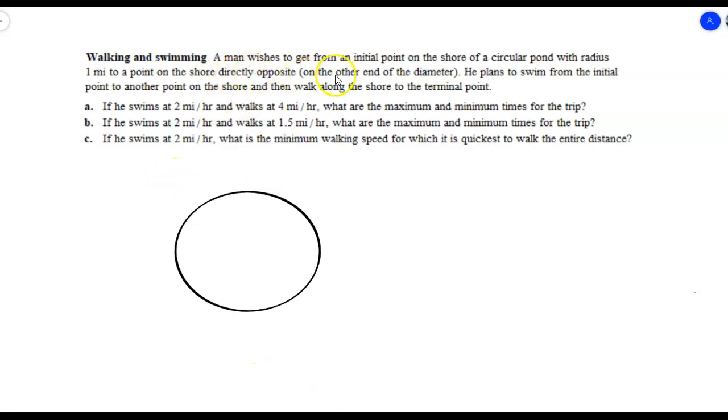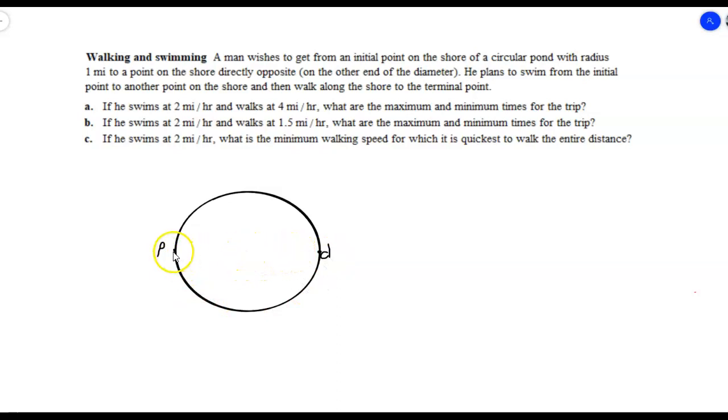It says a man wishes to get from an initial point on the shore of a circular pond. Let's call that initial point, point P. So he starts over here, and he wants to go on the shore of the circular pond with a radius of 1 mile to a point directly on the opposite side of that shore. Let's call this D. That's his destination there. All right, so that's where he wants to get to.